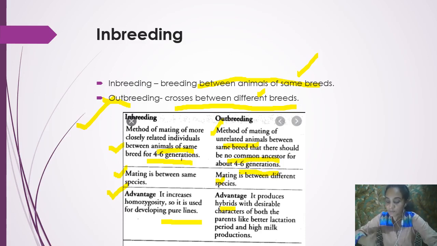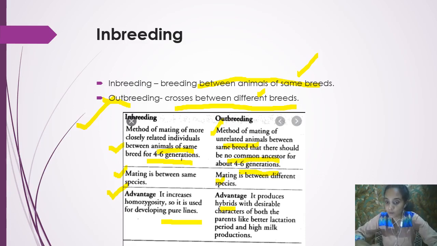Just an example I am giving: if one of the breeds has a good lactation capacity, lactation means milk production capacity, and the other one has good meat quality. So what we are doing is using outbreeding techniques, and the next generation progeny will have both the qualities in them. That's why we are calling it a hybrid.